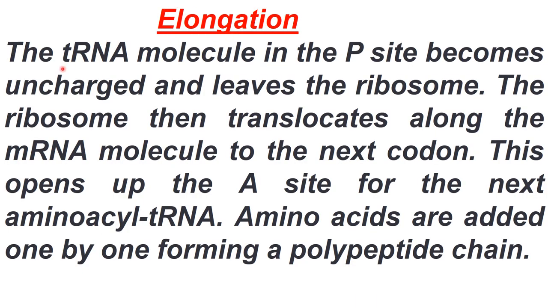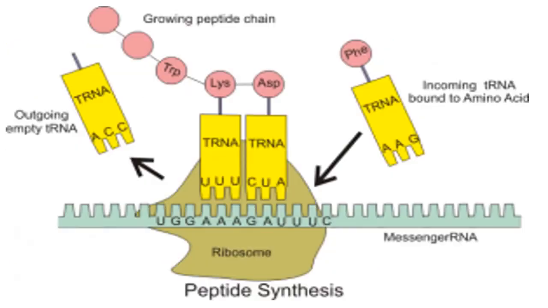Now look here, for the elongation, what happened? The tRNA molecule in the P site becomes uncharged and leaves the ribosome by the exit site. The ribosome then translocates along the mRNA molecule to the next codon. This opens up the A site for the next amino acid tRNA. Amino acids are added one by one, forming a polypeptide chain. Now you can see here, this tRNA is leaving the ribosome, or you can say this complete protein factory.